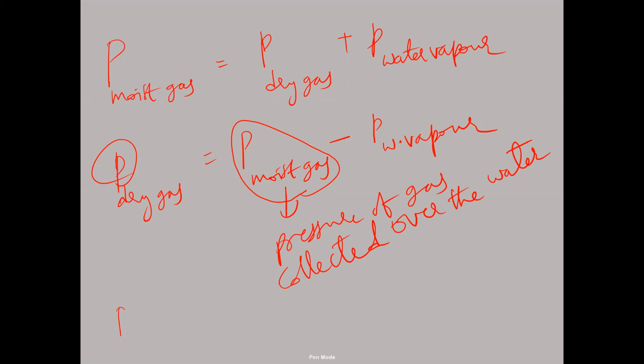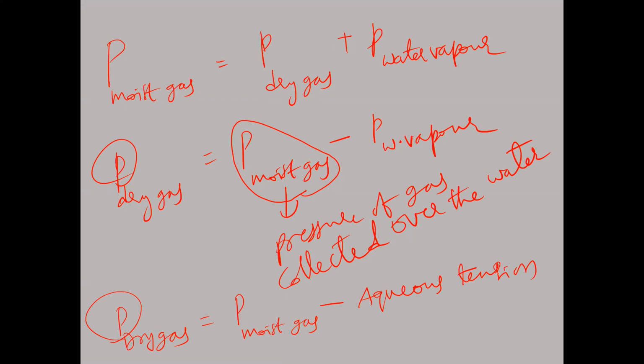So the pressure of dry gas is equal to the pressure of moist gas, that is wet gas, minus aqueous tension. This aqueous tension value will be given at a particular temperature. In the numerical problem, they mention some temperature, say 25 degrees Celsius. At that 25 degrees Celsius, this aqueous tension value will be given to you. So this aqueous tension we have to subtract from the pressure of the gas collected above the water surface. That will give the dry gas pressure. Let's take the screenshot of this one.